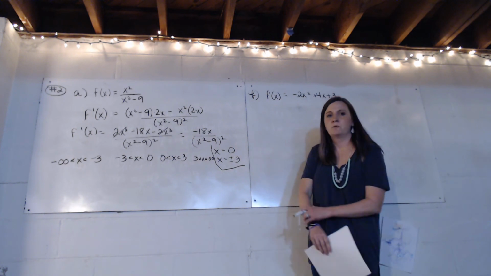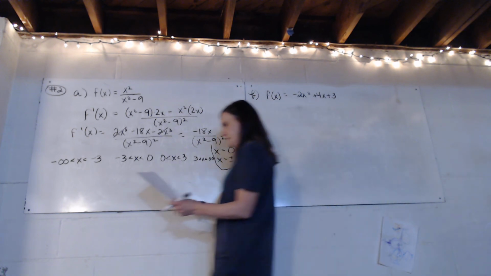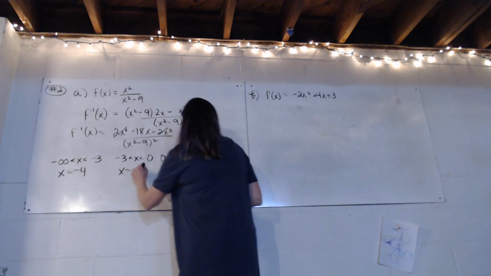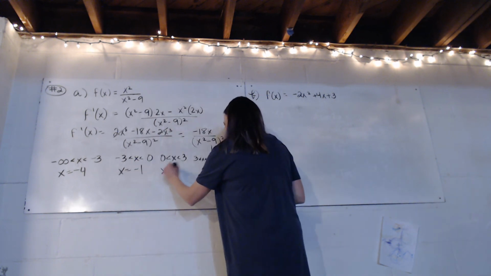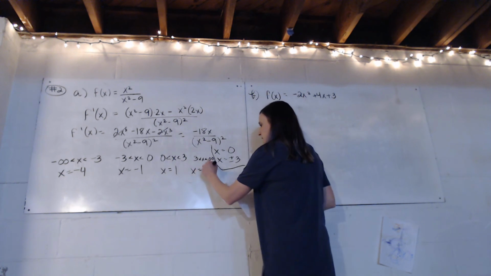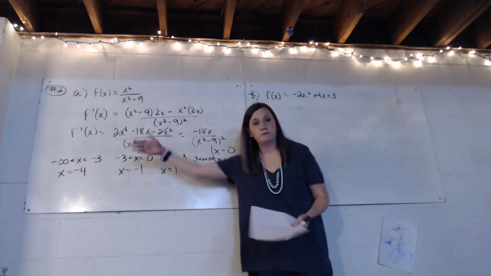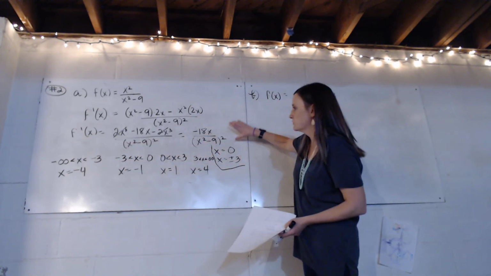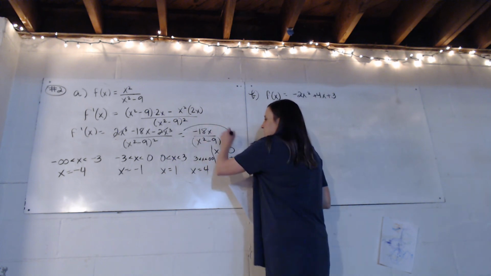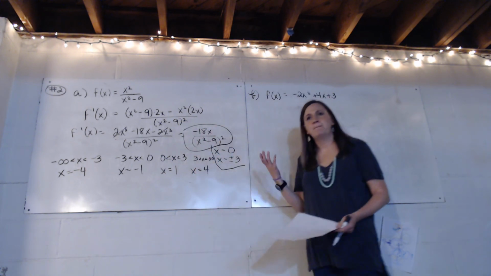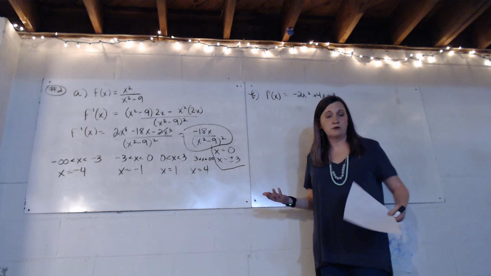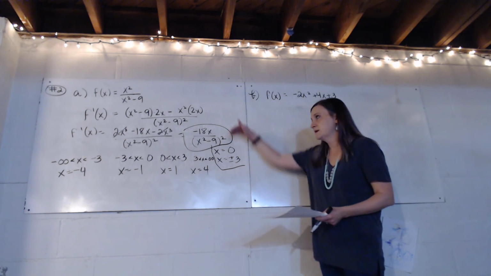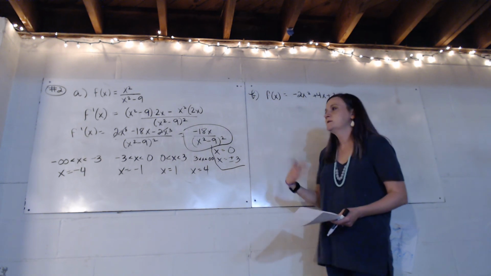Then you pick a test point in each interval. It really doesn't matter what it is. I always go for easy numbers. I did negative 4, negative 1, positive 1, and 4. As long as they're in the interval, you pick a value, and then you plug it into your derivative. If you end up with a positive number, that means my derivative, my slope, is positive. This is increasing here. If you end up with a negative number, that means my slope is negative. I'm decreasing here. So I just plug and chug.